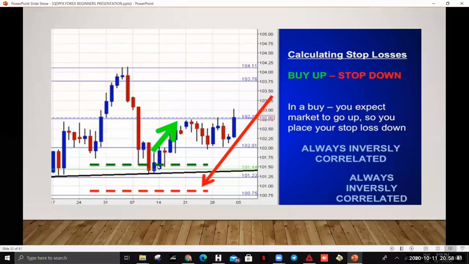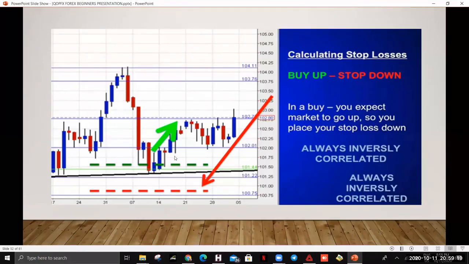You can see this trade, what has activated, is going up. This red line here is a stop loss. It activated the green line, which is the buy order, and it's going up. This is the first take profit, second take profit, third take profit. Now, this person is actually in profit. So for instance, what if this goes against him? As soon as price gets to this red line, if it's $10 or $20, this person is going to lose exactly that. In a buy, you expect the market to go up, so you place your stop loss below. Always inversely correlated.